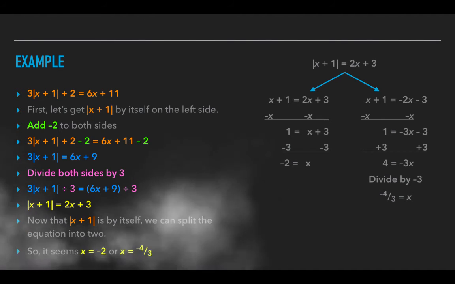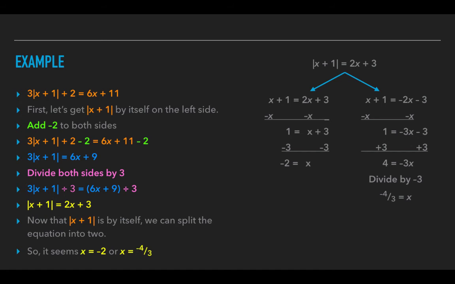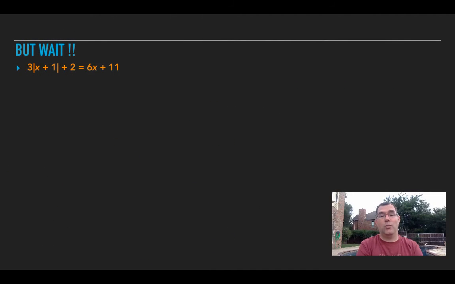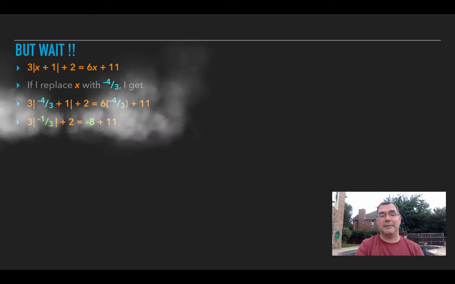So again, it looks like I have two solutions, x equals negative 2 and x equals negative 4/3, but one of those solutions is not going to work, as you will see. I have to plug those in to make sure I know which of those two works and which one doesn't. Okay, so if I plug in negative 4/3, I get 3 times the absolute value of negative 4/3 plus 1, plus 2, equals 6 times negative 4/3 plus 11.